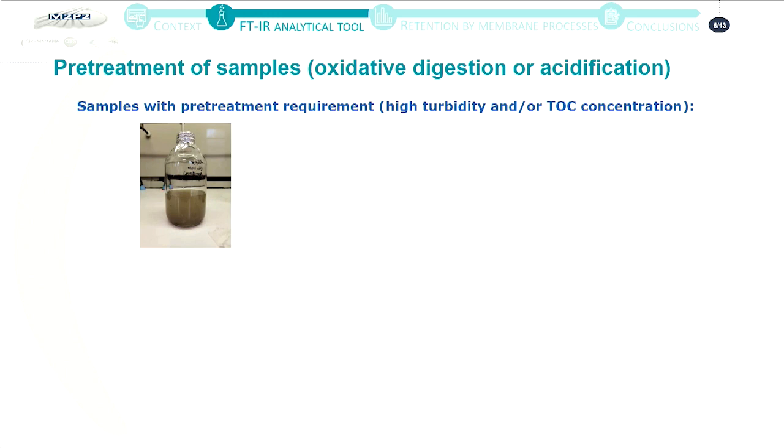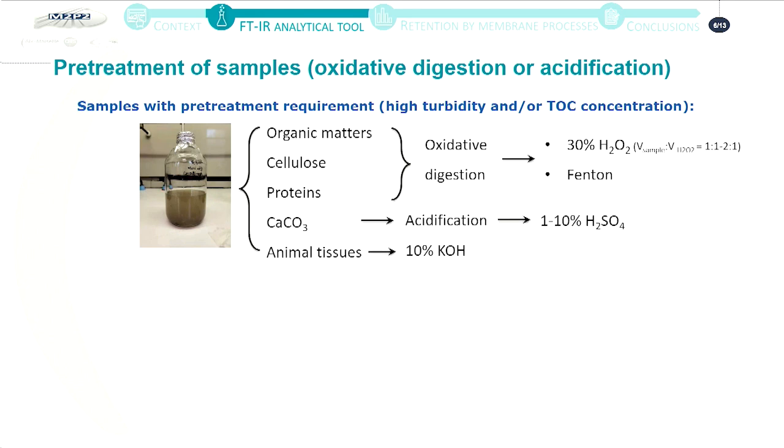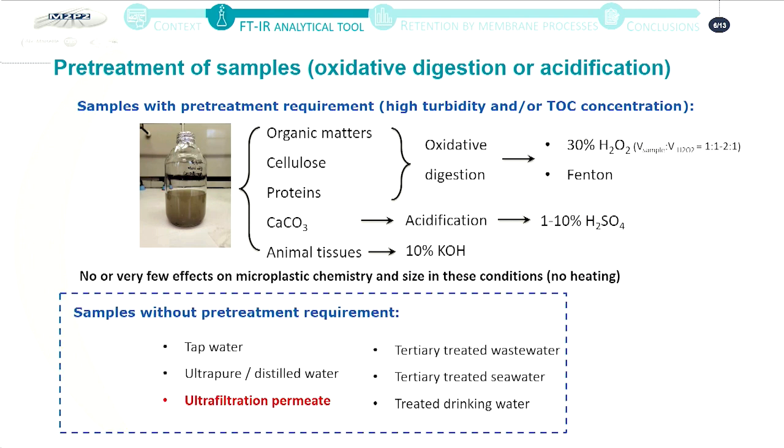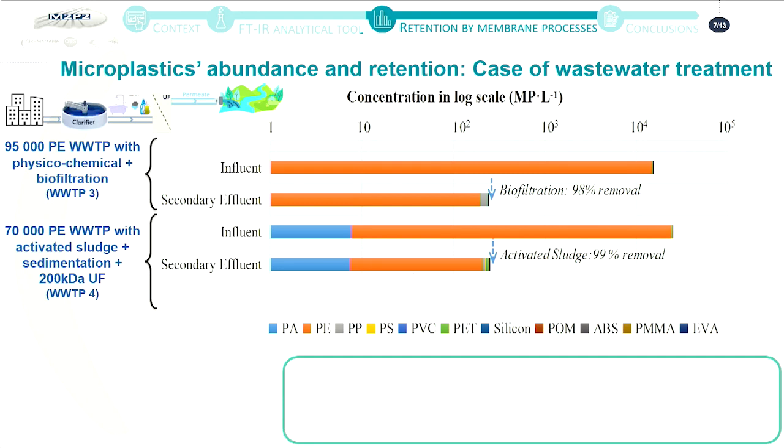But for some samples, especially those with high turbidity or high total organic carbon concentration, we needed to pre-treat these samples, so we used oxidative digestion to remove organic matters, cellulose, or proteins. And if calcium carbonate was a problem on the filter, we used acidification. And of course, we made sure that there were no or very few effects of these processes on the microplastic characteristics. And some samples did not need pretreatment, such as all the samples at the end of the treatment lines, and ultrafiltration permeate also. So let's move on to the results.